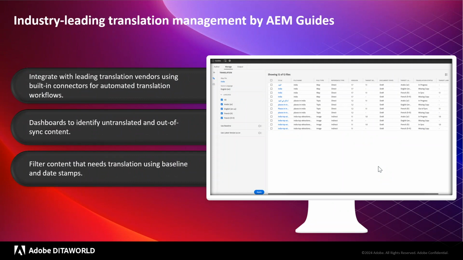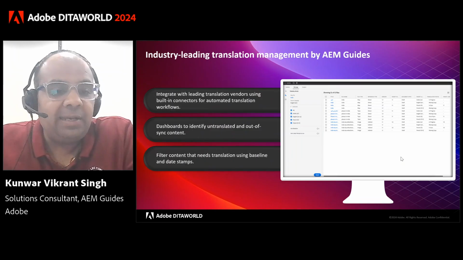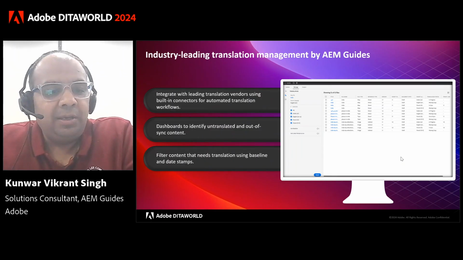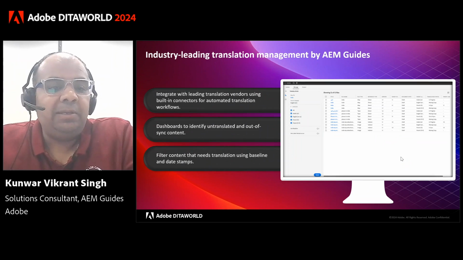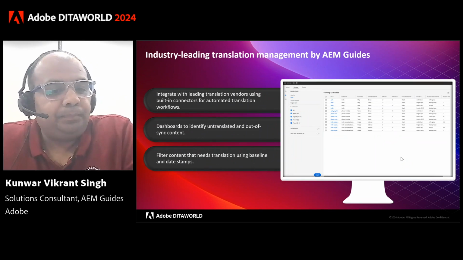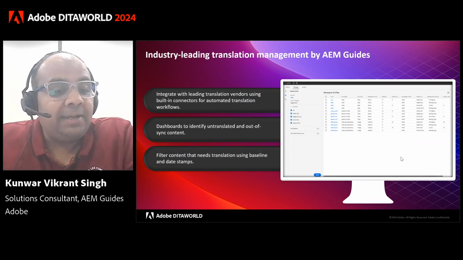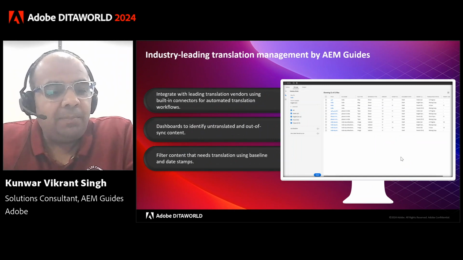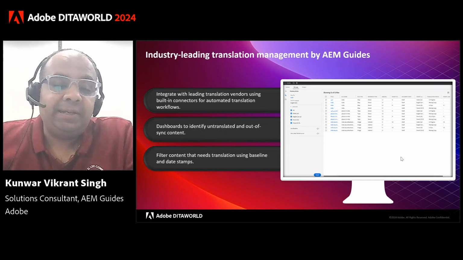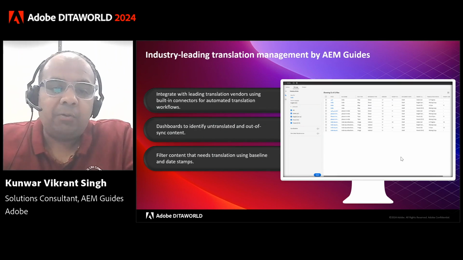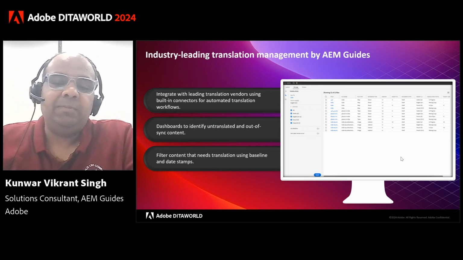It also has a dashboard to identify untranslated and out-of-sync content, where instead of sending the entire document for translation, you will be able to send only the recently updated part of the entire document. Consider it as a topic. The users will also be able to filter content that needs translation using the baseline or maybe a date stamp. So this is about the translation management within AEM Guides. Now let's see AEM Guides in action.